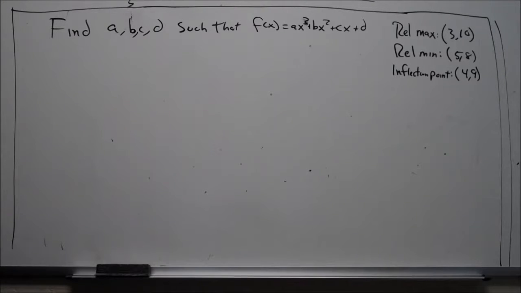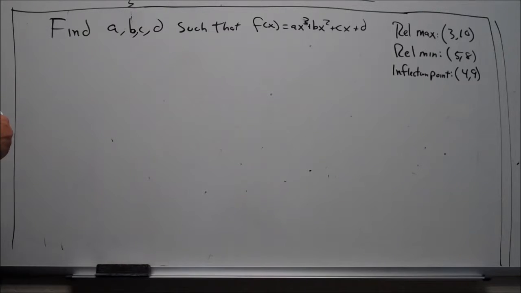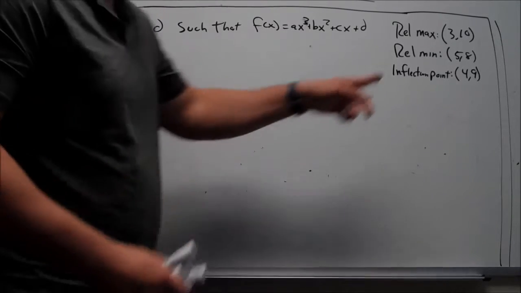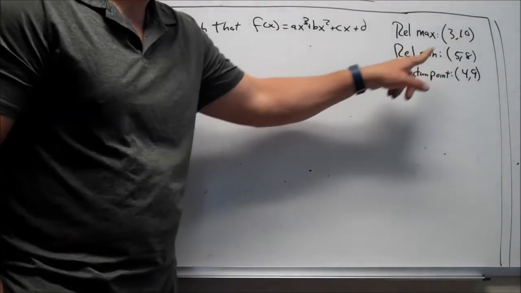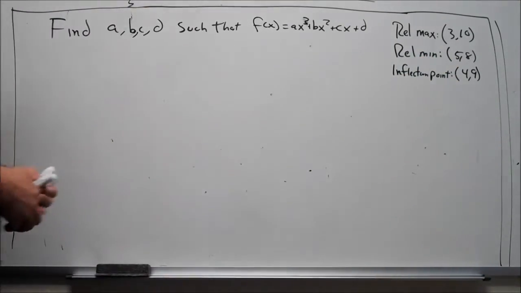Okay, I'm going to do 3.4 number 8. This is from the online work. In the book, this is 3.4 number 61. It says find a, b, c, and d such that f of x equals ax cubed plus bx squared plus cx plus d. And then we have some conditions here. The relative max is at (3, 10), relative min is at (5, 8), and the inflection point is at (4, 9).